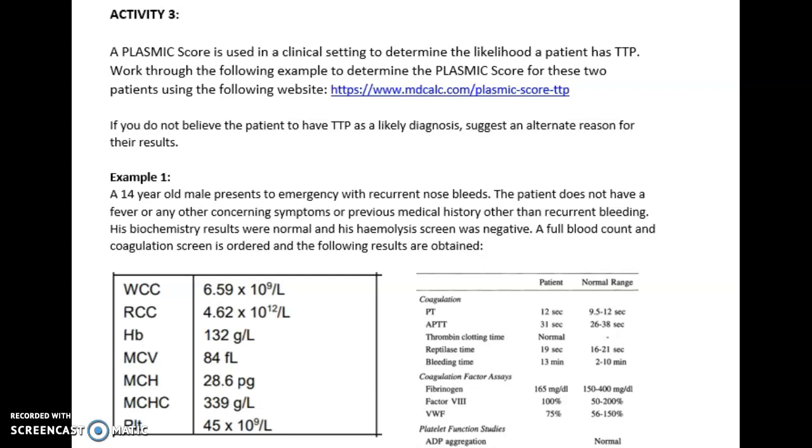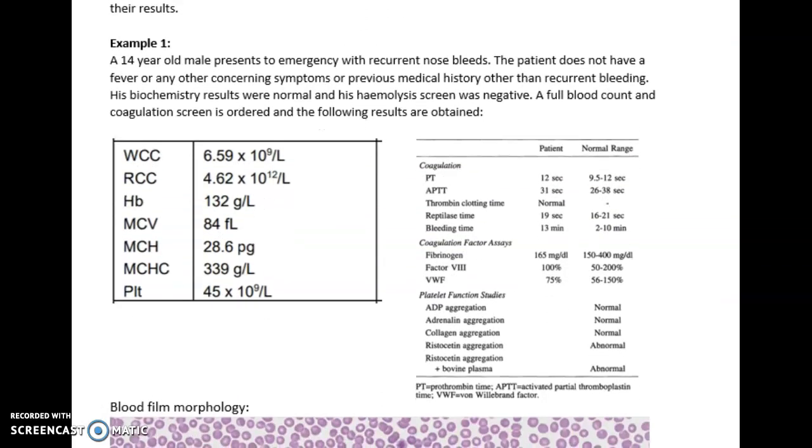His hemolysis screen was negative. So if you remember back to practical 1, we talked about what sort of tests are in a hemolysis screen. His full blood count and coagulation screen is ordered and the following results are obtained. So the first thing I do is I look at his full blood count results, and I know that that is normal overall apart from that platelet count of 45. That's a critical platelet count.